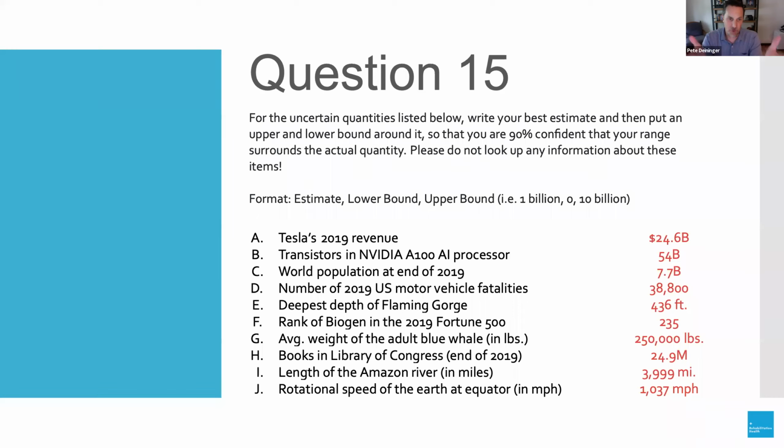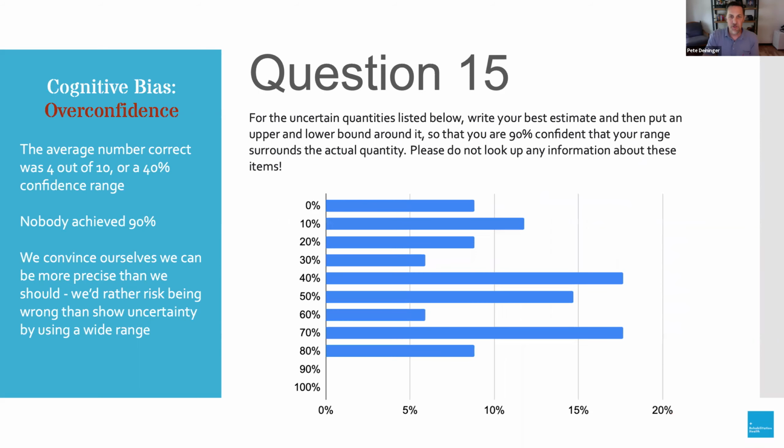So in general, with these 10 items, if you did this correctly in setting those bounds, you would get 9 out of 10 of these correct because you had set a wide enough range. You can see here what the different items were and what the actual results were, but here's the distribution of results from those of you who took the quiz.